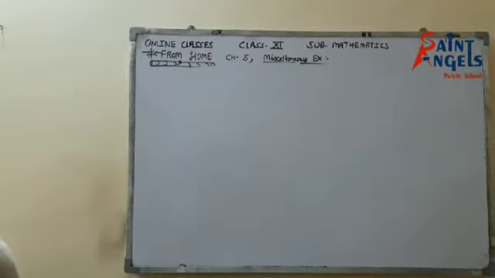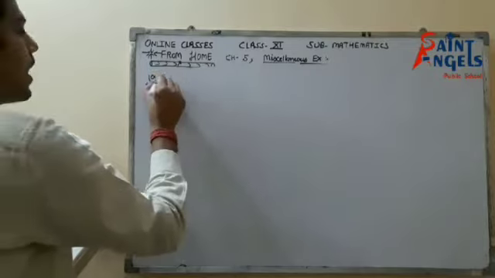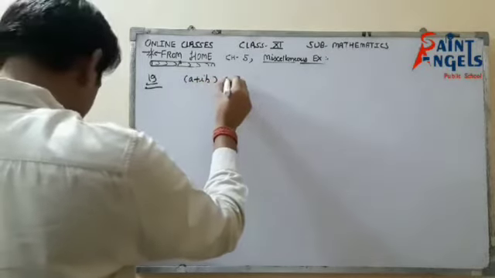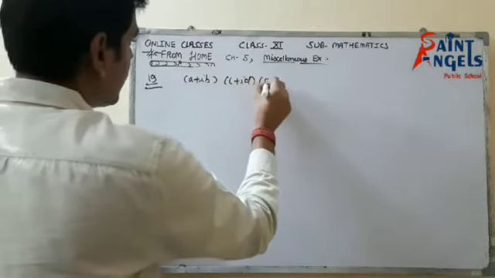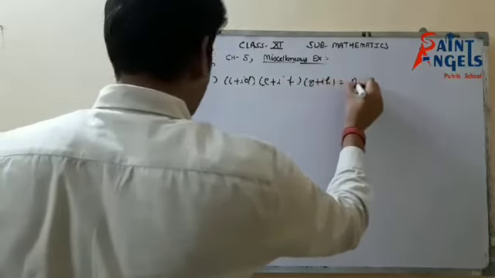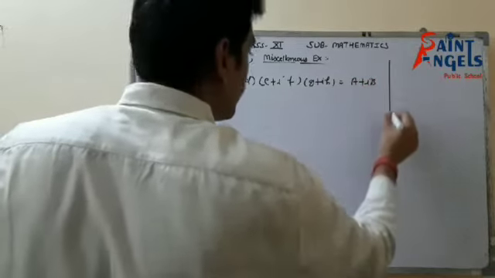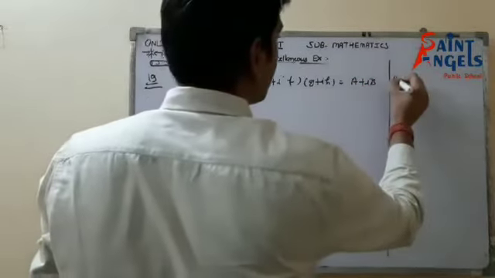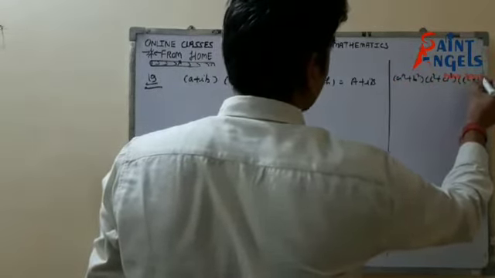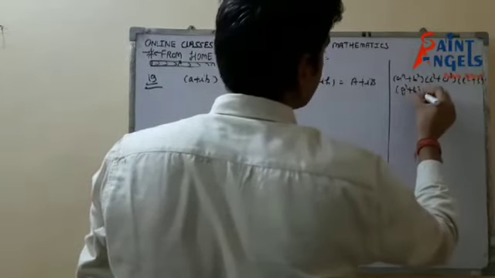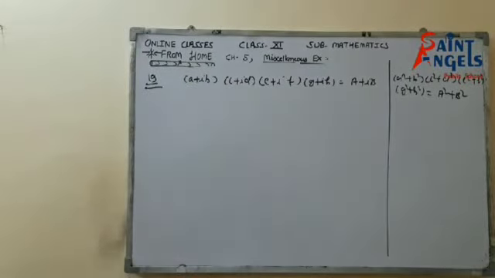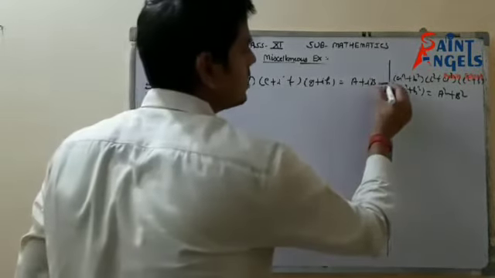Now look at question number 19. In question number 19, we are given (a plus iota b), (c plus iota d), (e plus iota f), and (g plus iota h) equals a plus iota b, and we have to prove that (a square plus b square)(c square plus d square)(e square plus f square)(g square plus h square) is equal to a square plus b square. That we have to prove. It's a very easy question. I think most of you can get it easily.